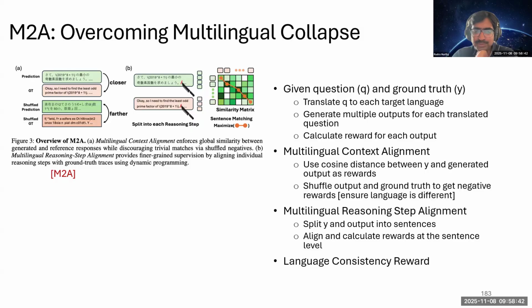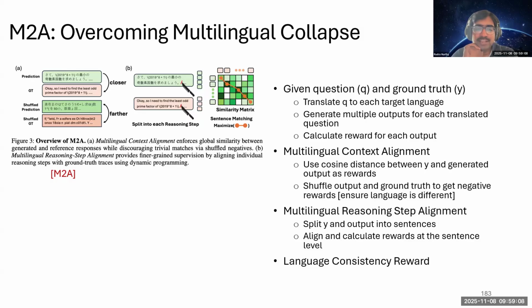So if the model tries to generate a similar reasoning trace in English, then the positive reward would be high, but the negative reward will also be high, because once you shuffle or apply the same permutation on the English reasoning trace and also on the generated reasoning trace, they'll have high cosine similarity. But if it was in a different language, that won't be the case. So this was at the entire reasoning trace level.